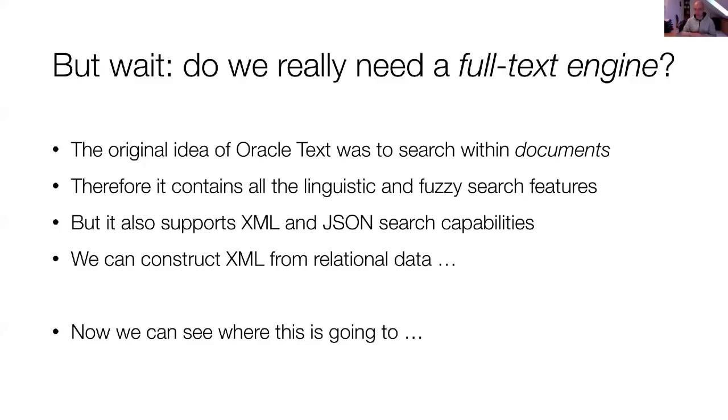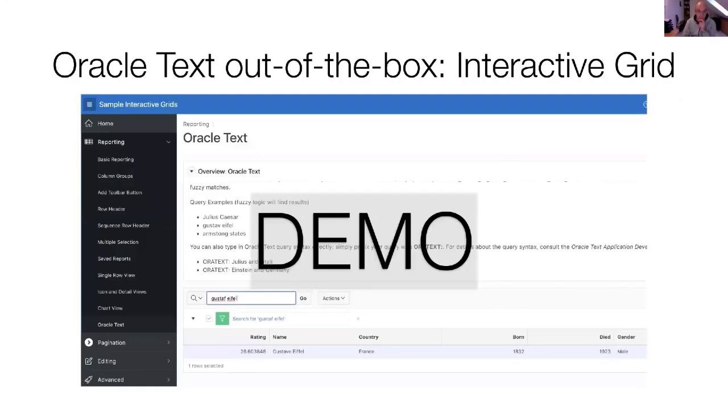And when it's done with indexing, it's destroyed immediately, right? So there is a way to have a text index on top of relational data. We need to build some bridge, some XML bridge, okay? But let's first have a look at what Apex delivers out of the box.